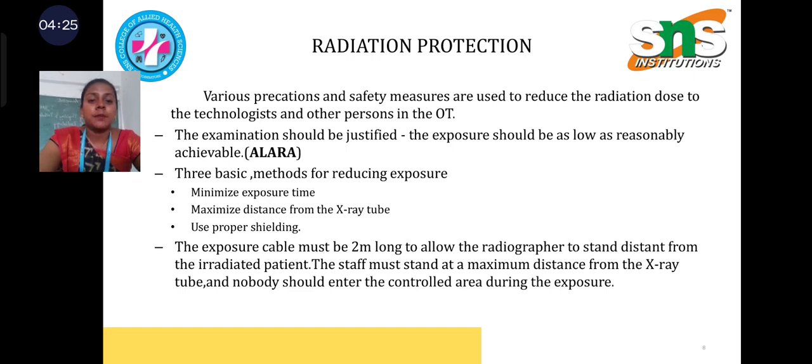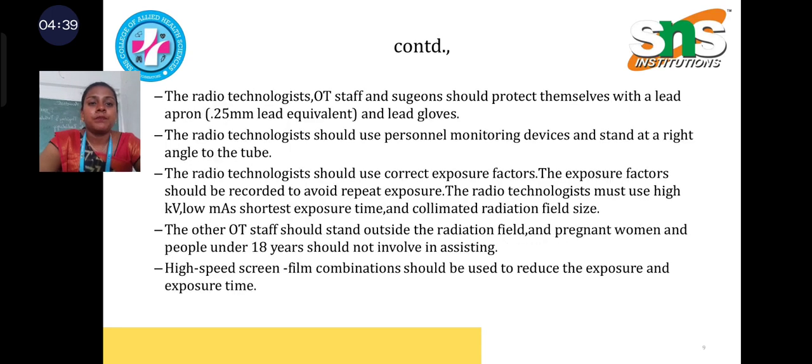The exposure cable must be 2 meters long to allow the radiographer to stand distant from the irradiated patient. The staff must stand at the maximum distance from the X-ray tube, and nobody should enter the controlled area during the procedure. The radiotechnologist, OT staff, and surgeon should protect themselves with a lead apron, which is 0.25 mm thickness of lead equivalent, and lead gloves. The radiotechnologist should use personal monitoring devices and stand at a right angle to the tube.